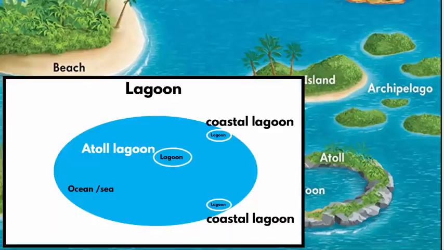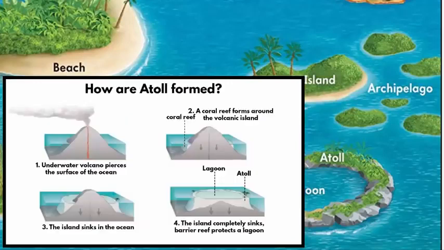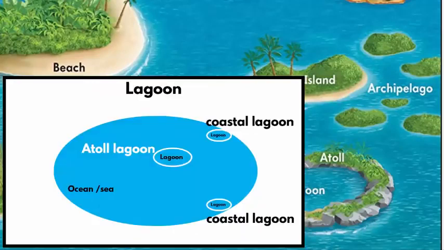Lagoons are of two types. In the previous point, we learned about atoll. At the center of an atoll, you will find a lagoon, and this type of lagoon is called an atoll lagoon. However, lagoons can also occur near coastlines.